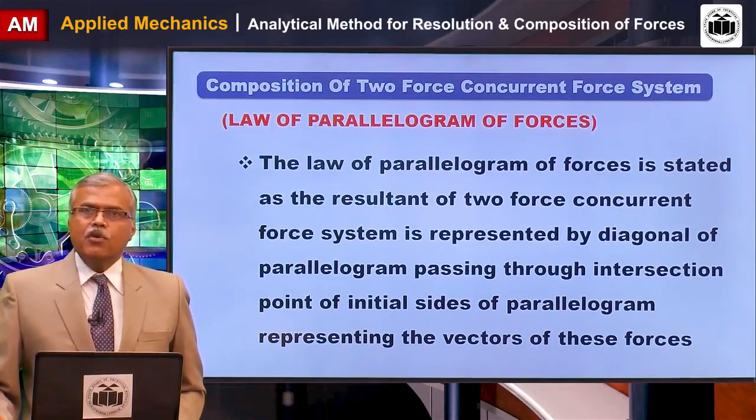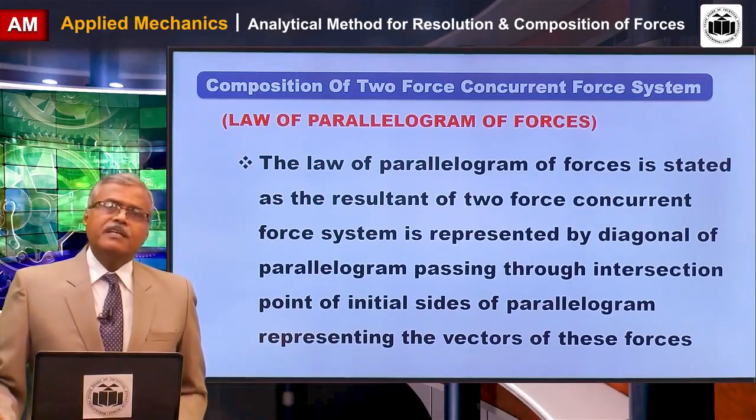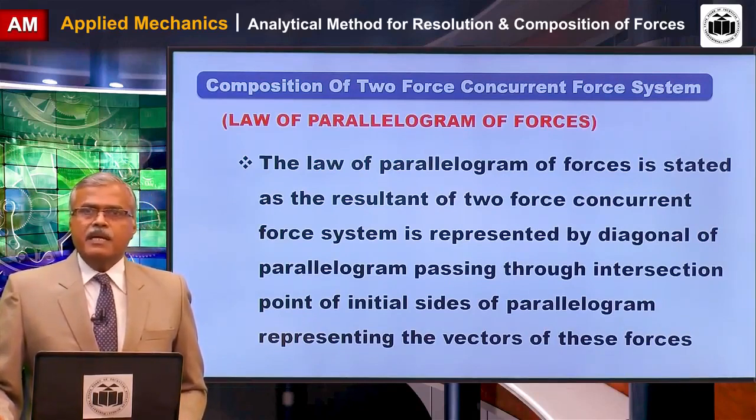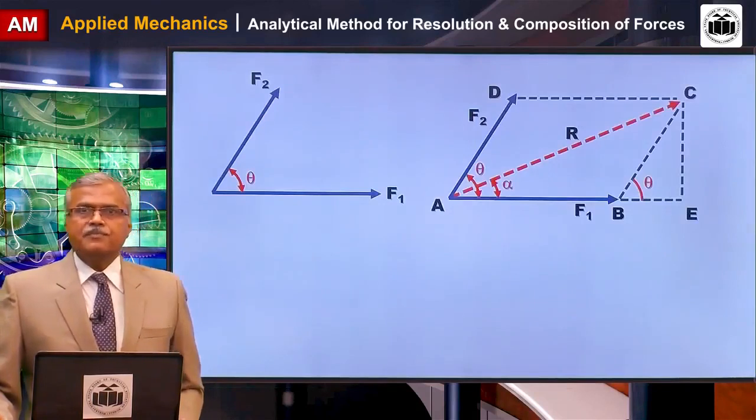This law can be stated in another way: if two coplanar concurrent forces are there, and if we draw lines parallel to these two forces to represent a parallelogram, then the diagonal of that parallelogram represents the resultant in magnitude and direction. This can be explained in the next slide.